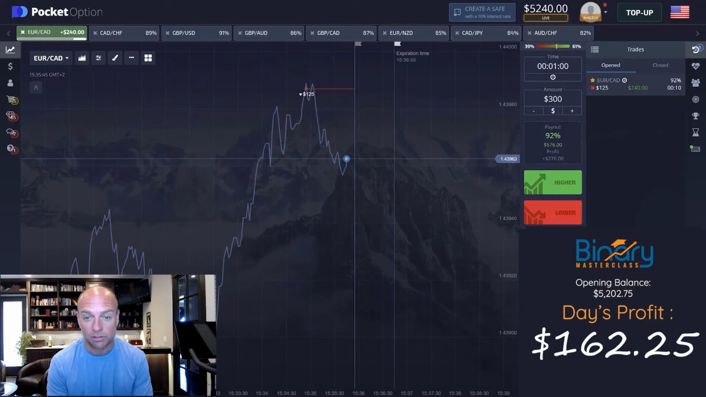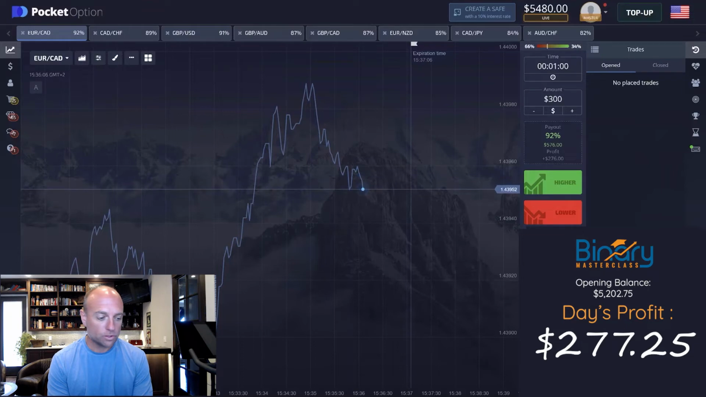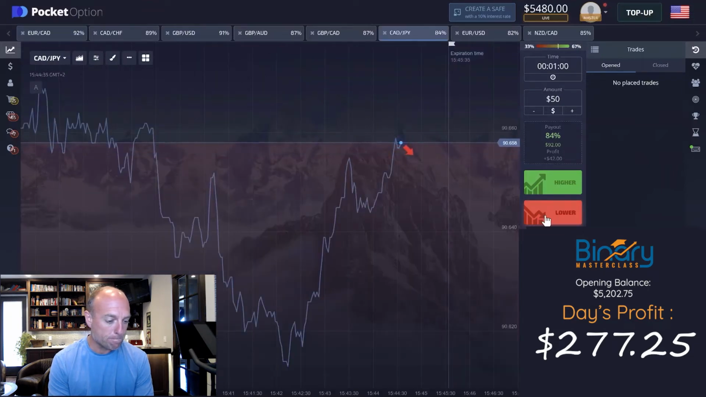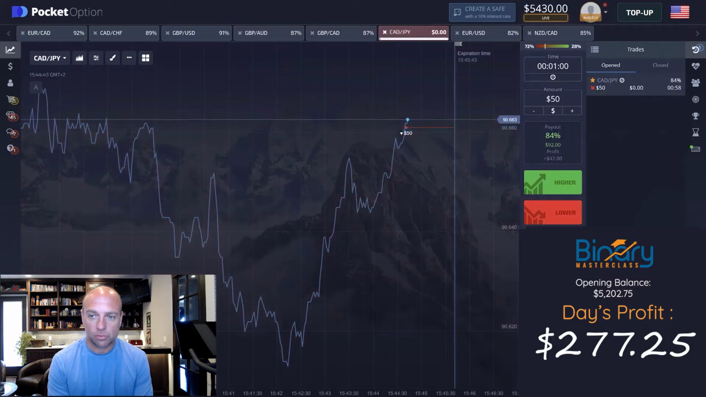Let's go back over and see how Euro CAD is doing. Much cleaner second entry on that one. So a couple of second entry wins, $100-ish profits. It's good to see. All right. What's next? We take a put on CAD yen again. This time it moves very cleanly off of that resistance level.